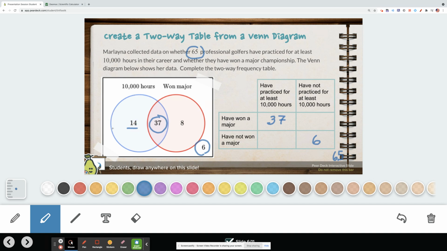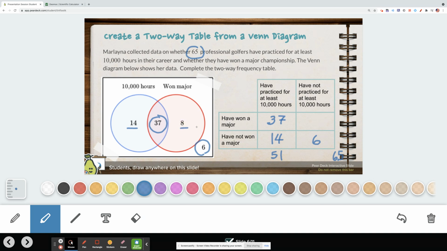This 14 is in the category of golfers who practiced for the 10,000 hours but have not won a major. So where would that go? You want to look at your two-way table. They've practiced, but they have not won a major. And now I can add these numbers together.